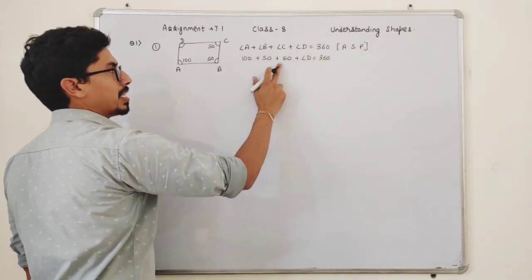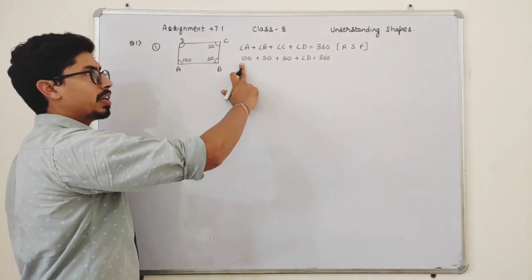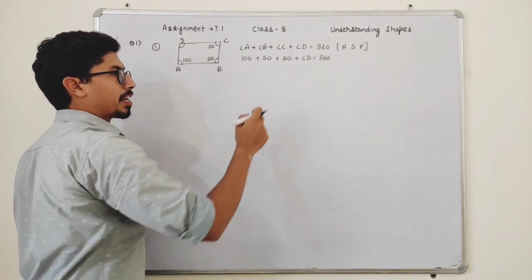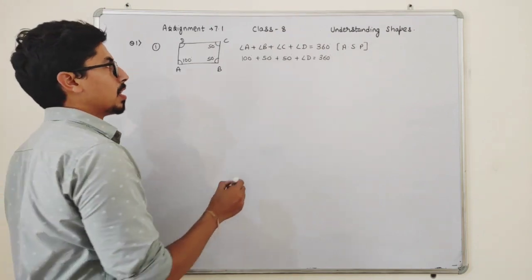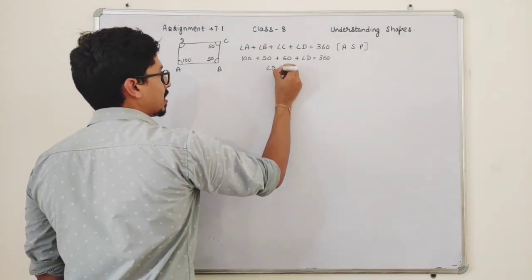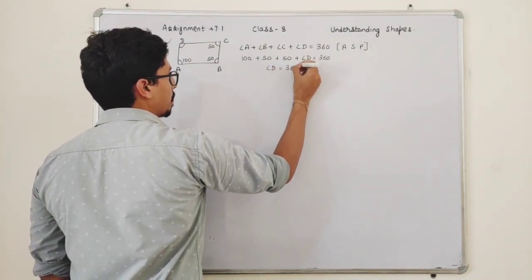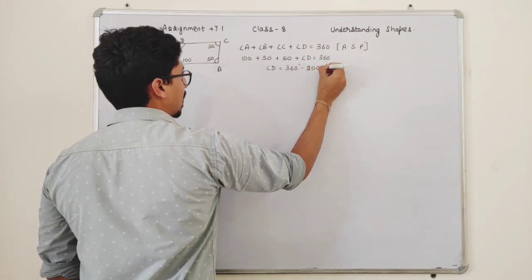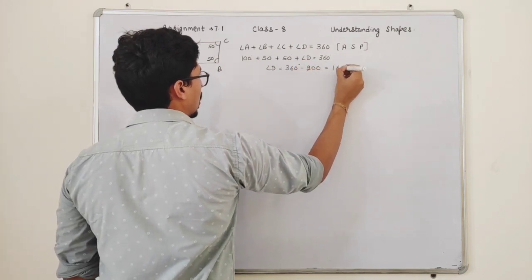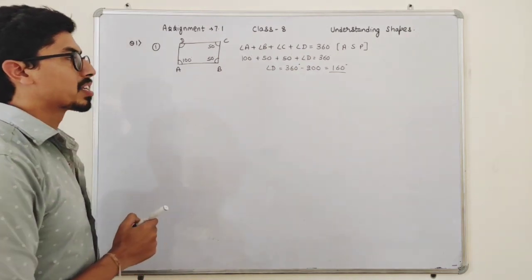Now, see, this will be 100 plus 100, 200. When 200 is subtracted from 360, angle D will be 360 degrees minus 200, which is 160 degrees. So the answer is 160 degrees.